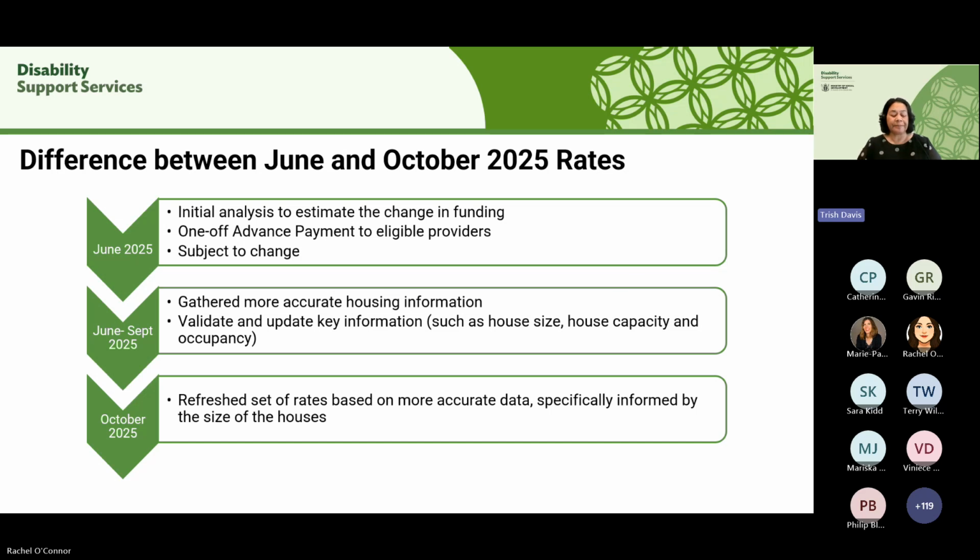the 1st of July. The first translation gave us the June figures, and then when we updated our housing information using the data that we requested from providers, such as house size, house capacity and occupancy, we then completed a second translation exercise, which gave us the October rates. Just going to hand over to Kat.